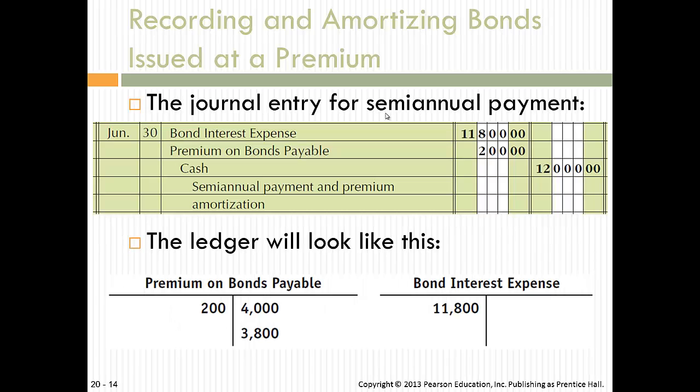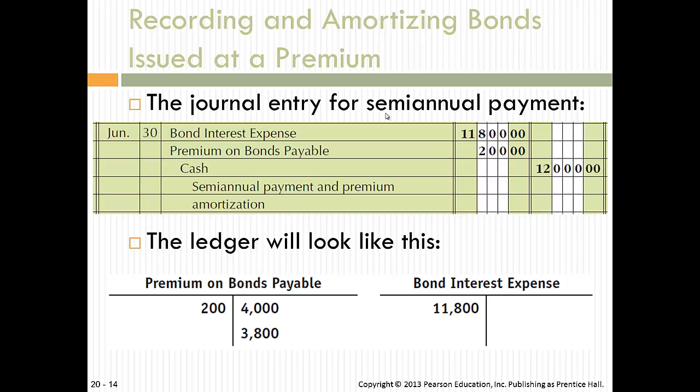Here's the journal entry for the first interest payment on June 30th. Our total premium was $4,000, and since we have 20 interest periods, we amortize $200 each interest period. We reduce the premium on bonds payable account with a debit.